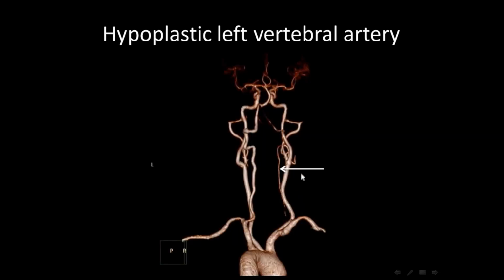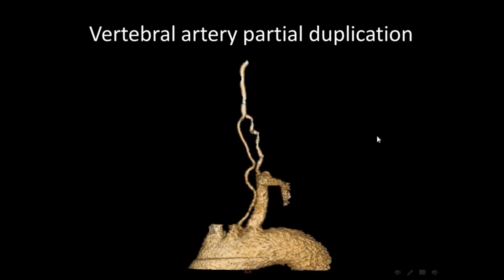This is a case of hypoplastic left vertebral artery. We see the right one is normal in thickness and smooth, but the left one is very thin and irregular. So this is a case of hypoplastic left vertebral artery.